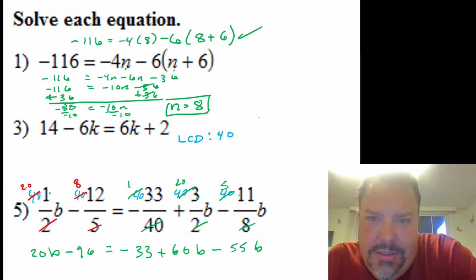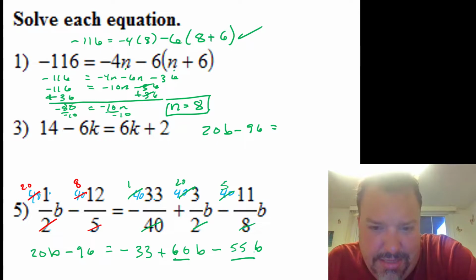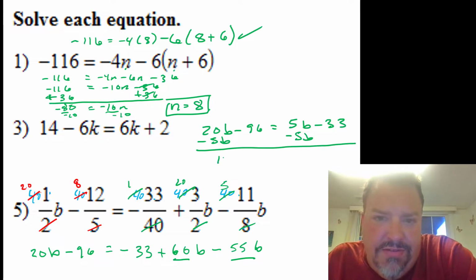So let's go up here. We're going to combine like terms. So nothing to do on the left side. We got 20b minus 96. On the right side, we can combine the 60b and the minus 55b to give us 5b, it looks like, minus 33. And now I want to move all the b's together. So I'm going to subtract 5b from both sides. And that's going to give us 15b minus 96 equals negative 33.